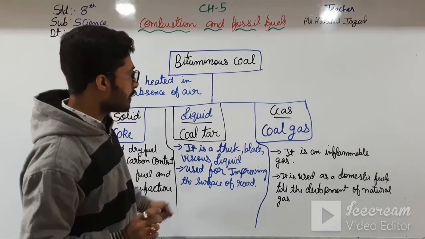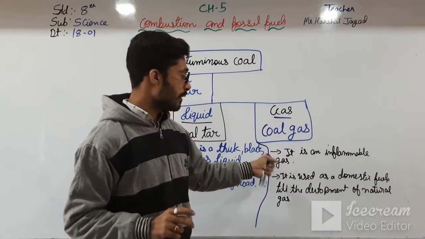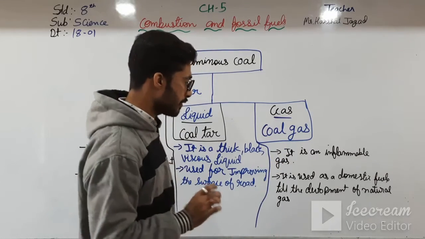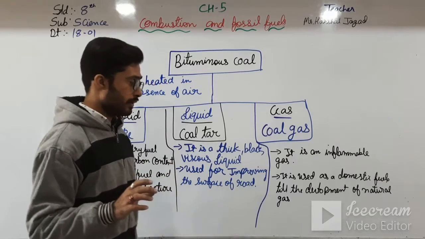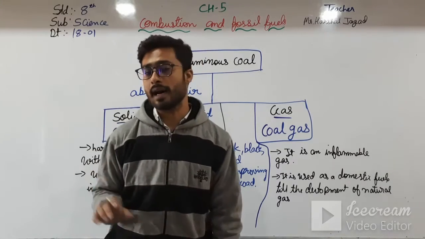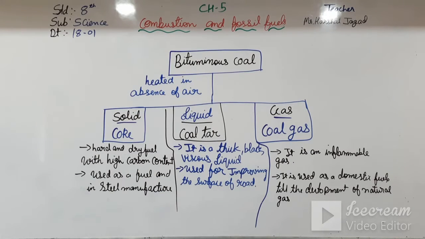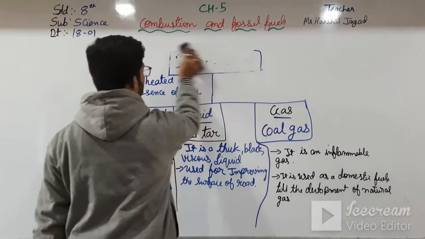Okay, then after that is coal gas. It is an inflammable gas. It was used as a domestic fuel till the development of natural gas. Okay, so these are the things. And moving further, here it is petroleum and natural gas, our new topic. Let us do that. Petroleum and natural gas.